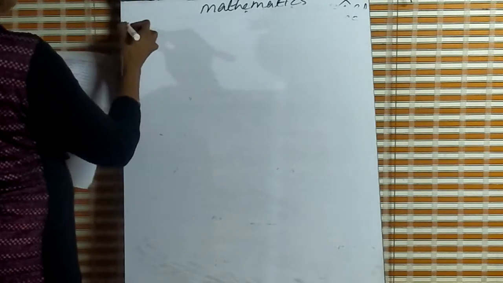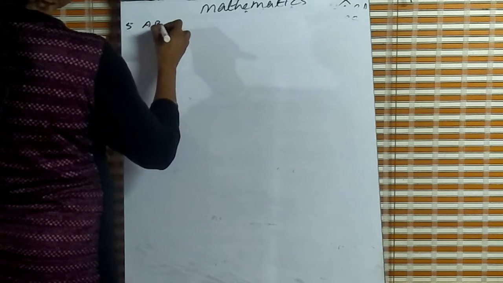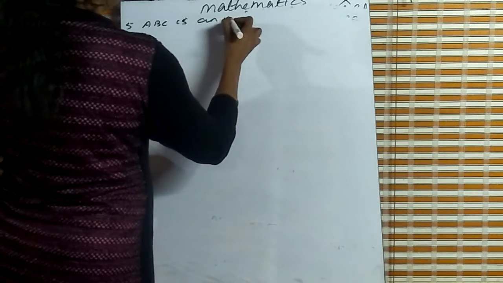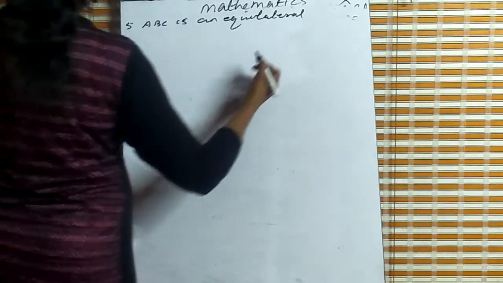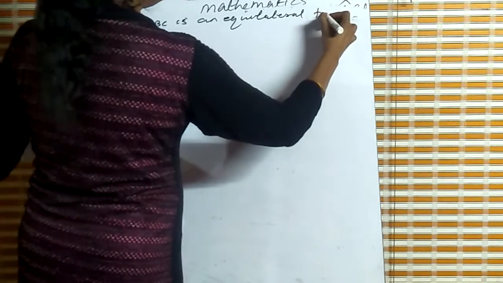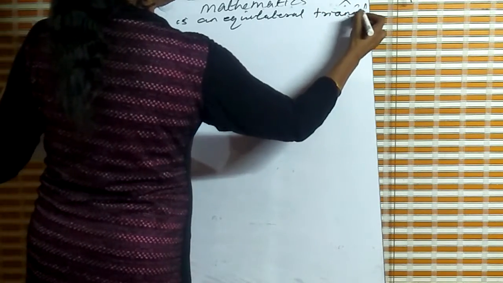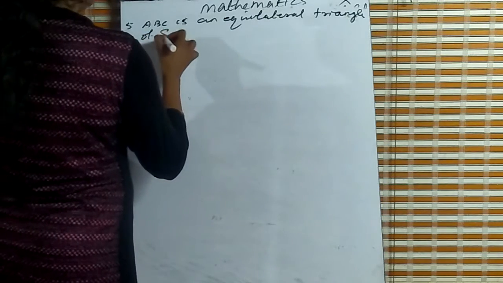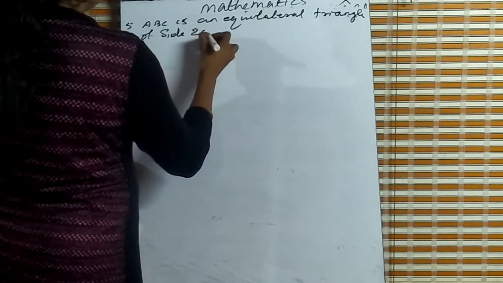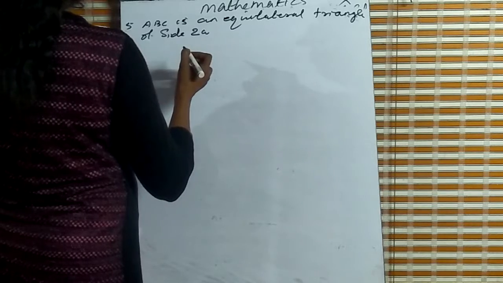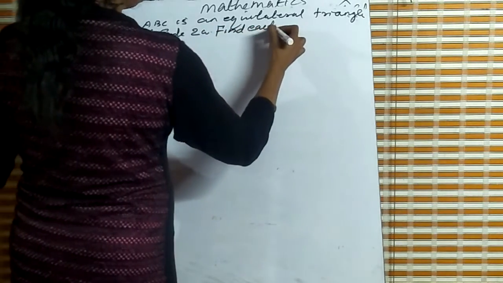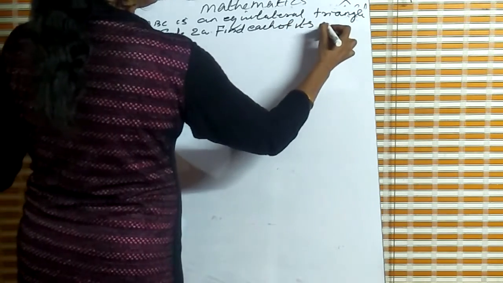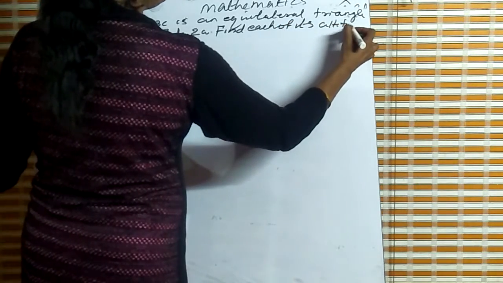Question number 5. ABC is an equilateral triangle of side 2A. Find each of its altitudes.